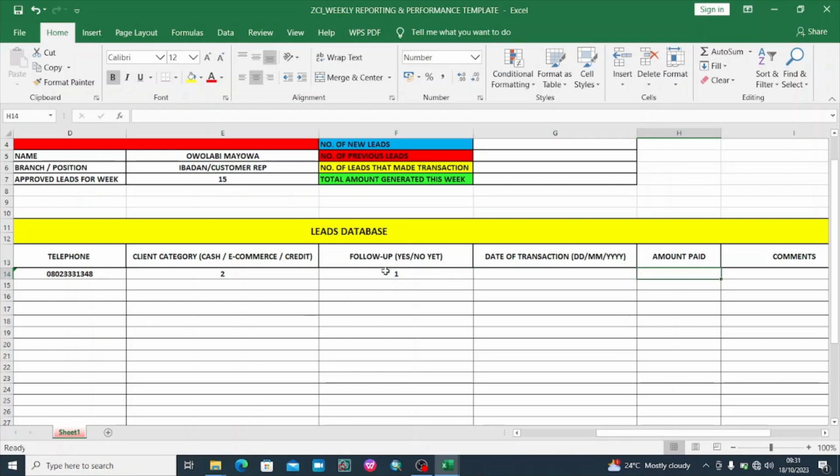Now, date of transaction, you can see we have DD, which is the date, the month, and the year. So I'm going to say the person has actually done business with us. If the person has not done business with Zenith Carex, you don't need to put information for date of transaction. All you have to do is leave it alone, empty. But because I'm saying this person has actually done business with us, I'm going to put the date here. Which day did the person do business? Let's say the person did business yesterday, and yesterday was 17. So I'll say 17.